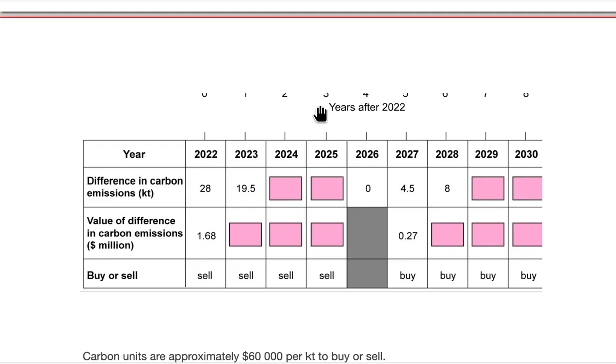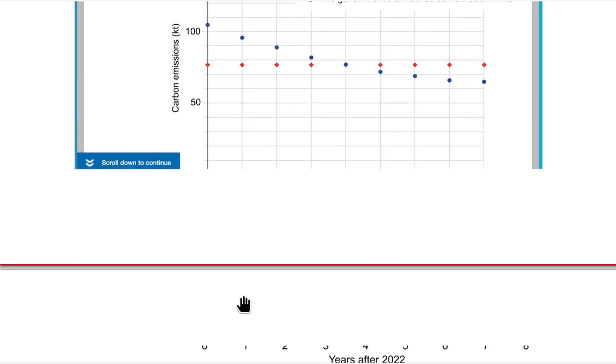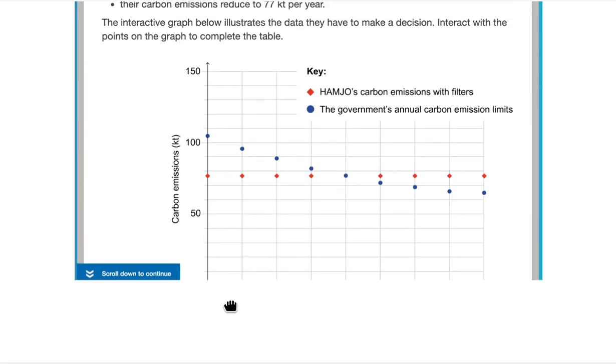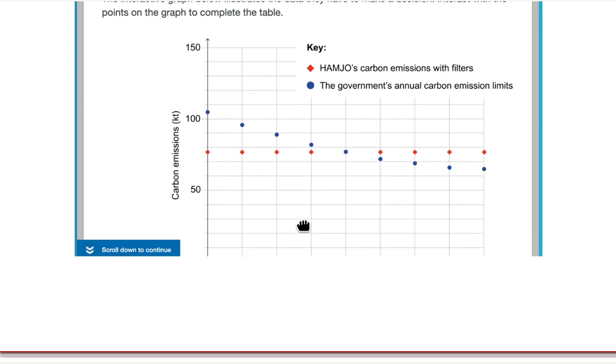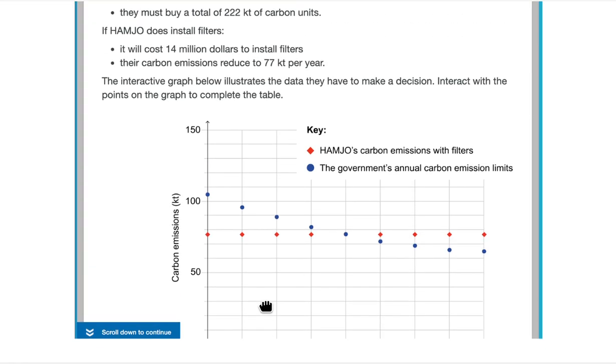Differences in carbon emissions. Hamjo is this one. Okay, Hamjo is not doing a good job, it's just moving as it is. So they have a stagnant line. Meanwhile, the government's annual carbon emission limits are decreasing. So ideally they're not doing the best job. This is what we can see.